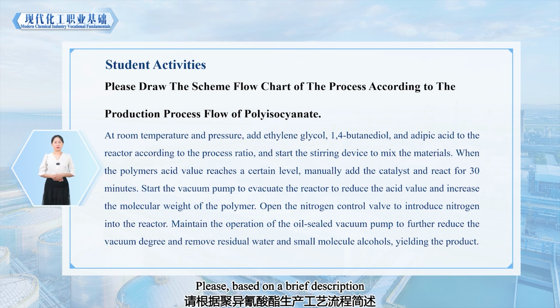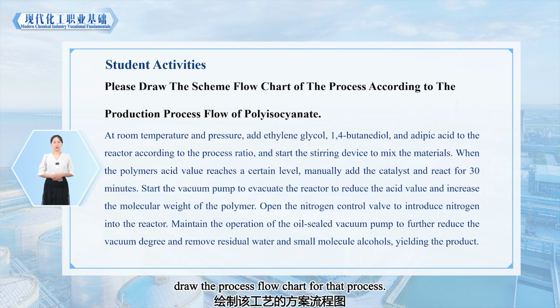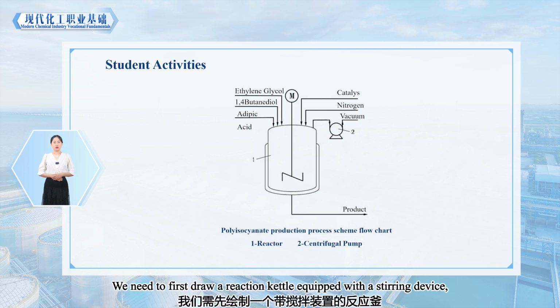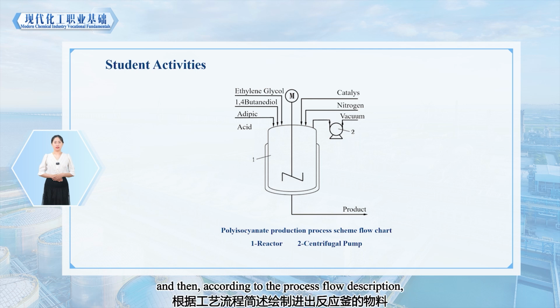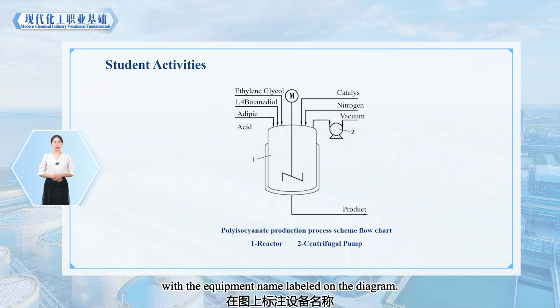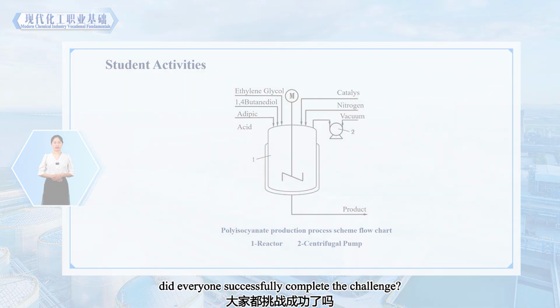Please, based on a brief description of the polyisocyanate production process, draw the process flow chart for that process. We need to first draw a reaction kettle equipped with a stirring device, and then, according to the process flow description, depict the materials entering and exiting the reaction kettle with the equipment name labeled on the diagram. The reference answer is shown in the diagram. Did everyone successfully complete the challenge?